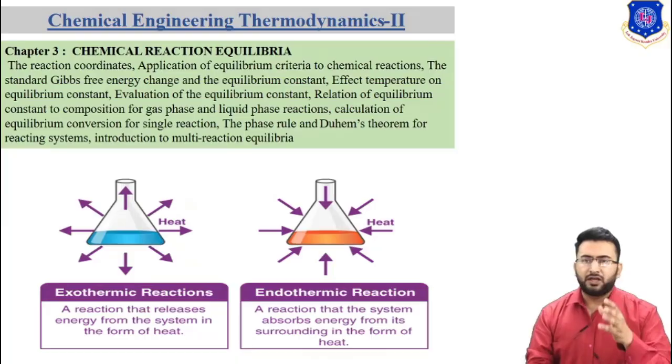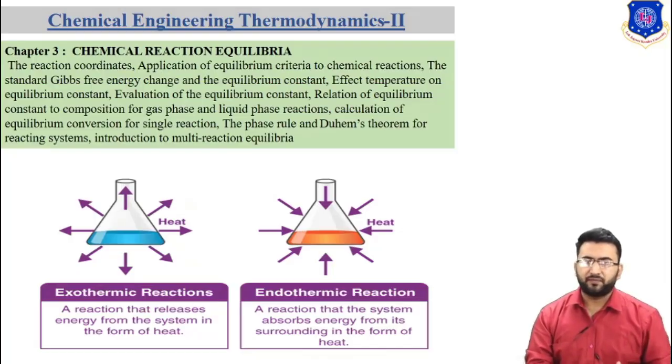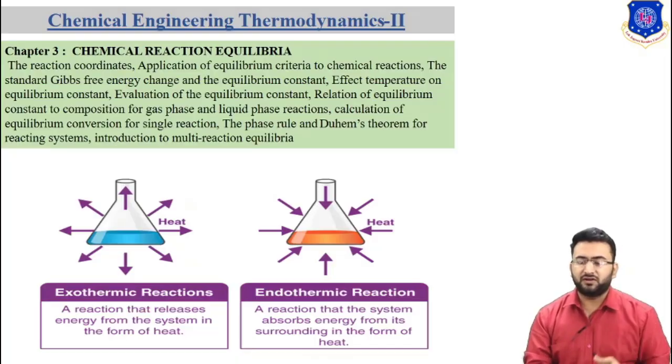Then we'll talk about the equation of equilibrium constant and the relation of equilibrium constant to the composition for liquid phase and gas phase reactions. Then we'll talk about the calculation of equilibrium conversion for single reactions and multiple reactions. Then we'll talk about the Gibbs phase rule for reacting systems. In the previous chapter, we talked about the Gibbs phase rule for non-reacting systems. Now we have to find the degrees of freedom in a reactor, so we have to consider the reacting system. So we'll talk about the Gibbs phase rule for the reacting system in this chapter. So this is all about chemical reaction equilibrium.